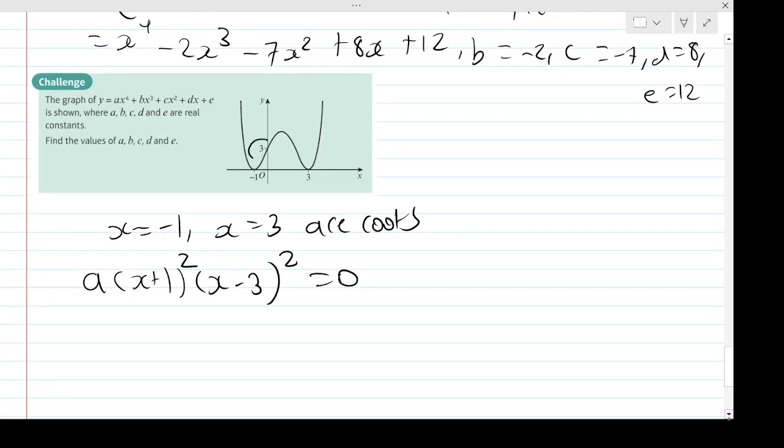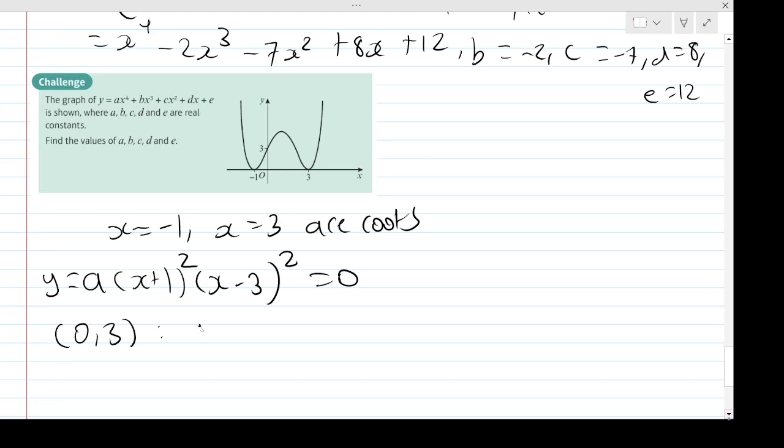Before we expand, we have another value. We have another point. This y-intercept is at 3, so 0, 3 is a point we know, which is what I circled, right? So if we substitute that point in, this will be y, right? So the y is 3.